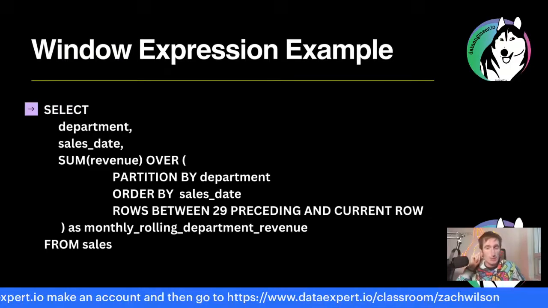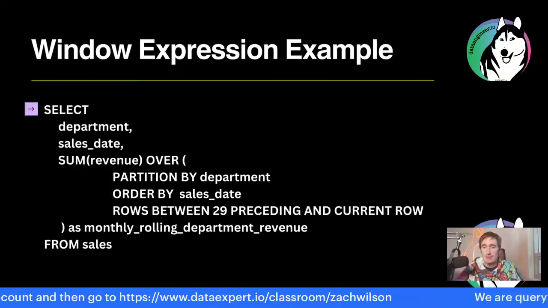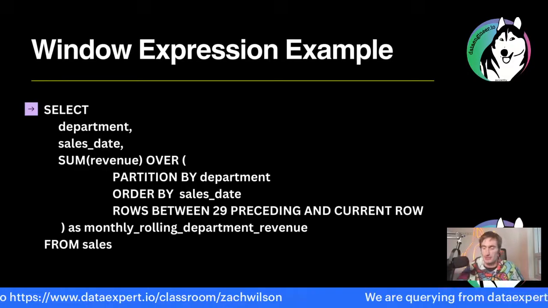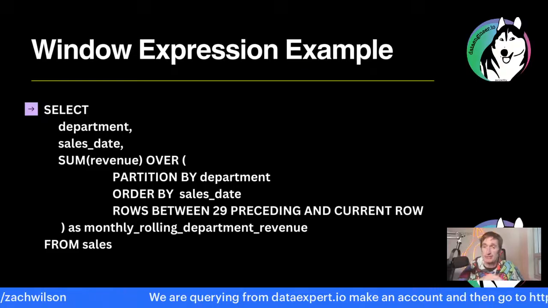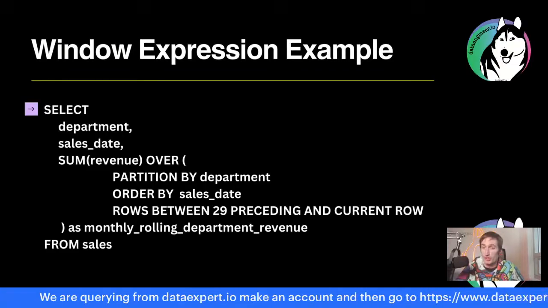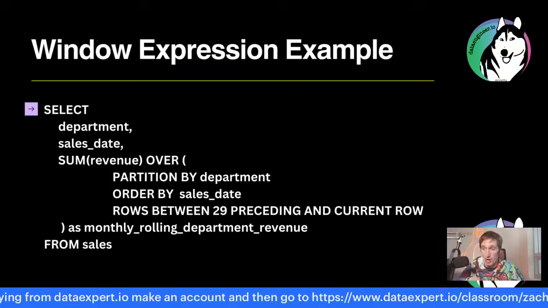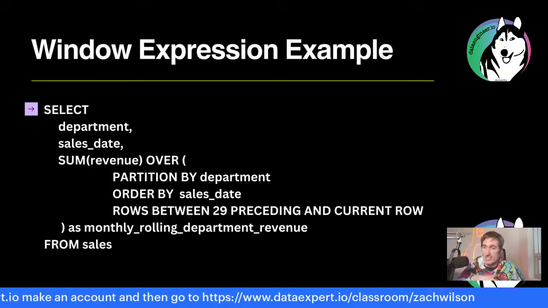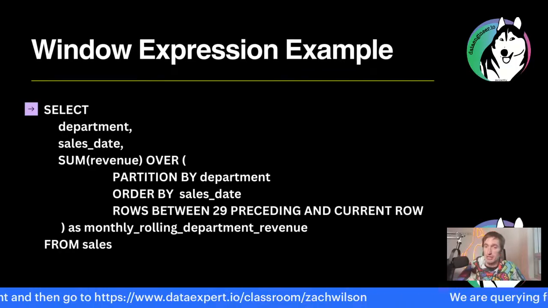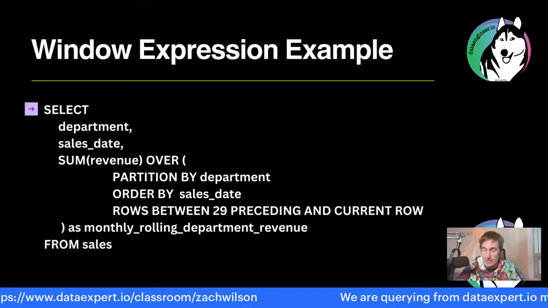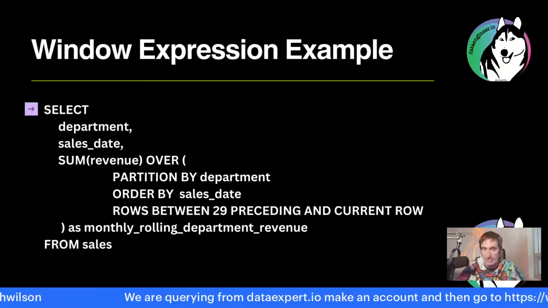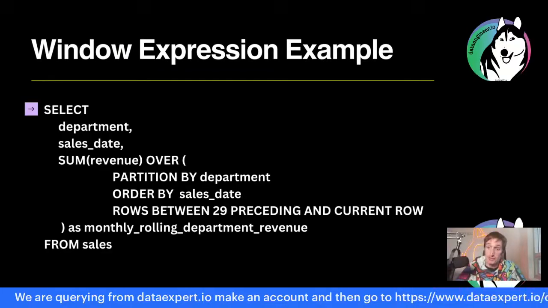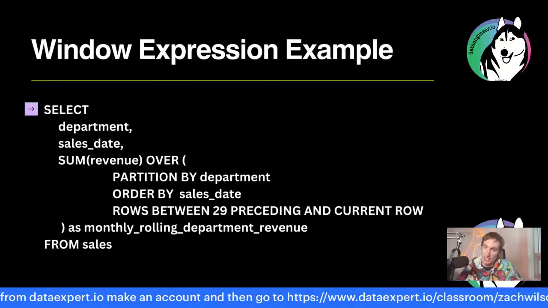But in this case, what we want to think about is this is going to be monthly rolling department revenue. The things that tip that off are that we're summing revenue, we're partitioning by department, which is how we're slicing up the data, and then we're ordering by sales date. That gives us the right order so we know it's the right preceding 30 rows.